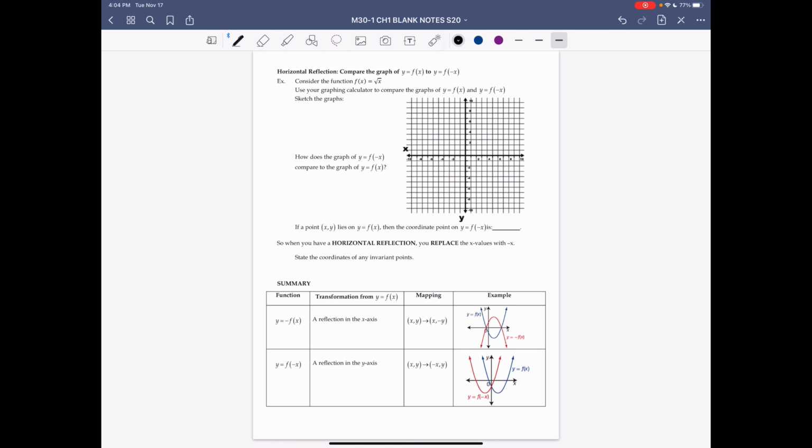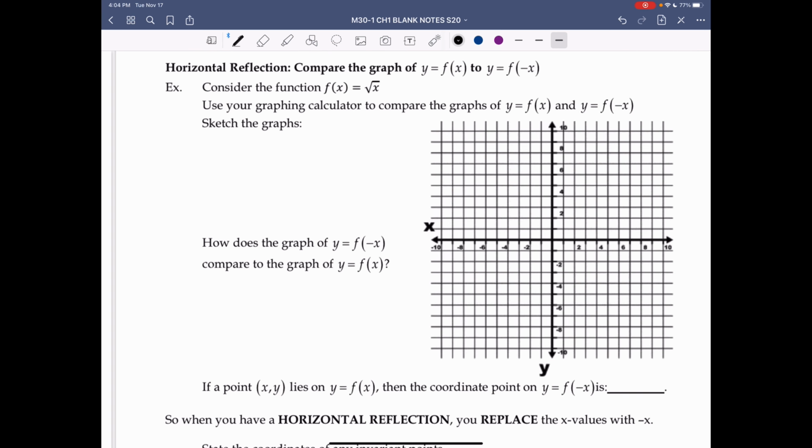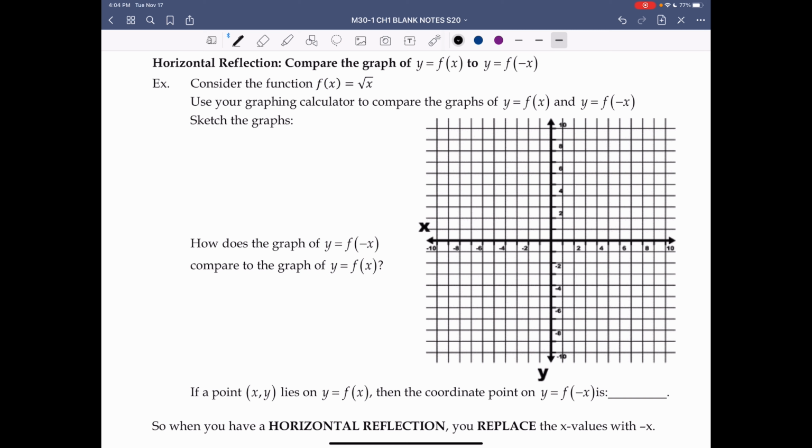Horizontal reflection. Compare the graph of y equals f of x to y equals f of negative x. Example, consider the function f of x equals the square root of x. Use your graphing calculator to compare the graphs of y equals f of x and y equals f of negative x. So y equals f of x in this case is y equals the square root of x, and y equals f of negative x would be y equals the square root of negative x.